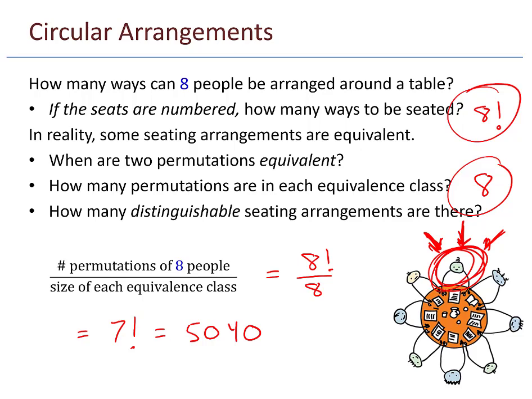So there's another way of thinking about this same problem. One person chooses where they're going to sit, and then everybody else chooses around them. You have the 7 remaining people that can arrange themselves in 7 factorial ways.